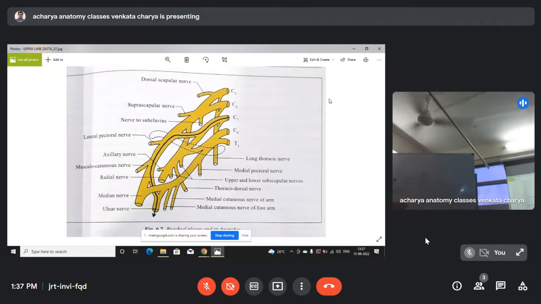So this brachial plexus has the presence of roots, then followed by the trunks, divisions, cords and branches. It is divided like this: roots, trunks, divisions, cords and branches.